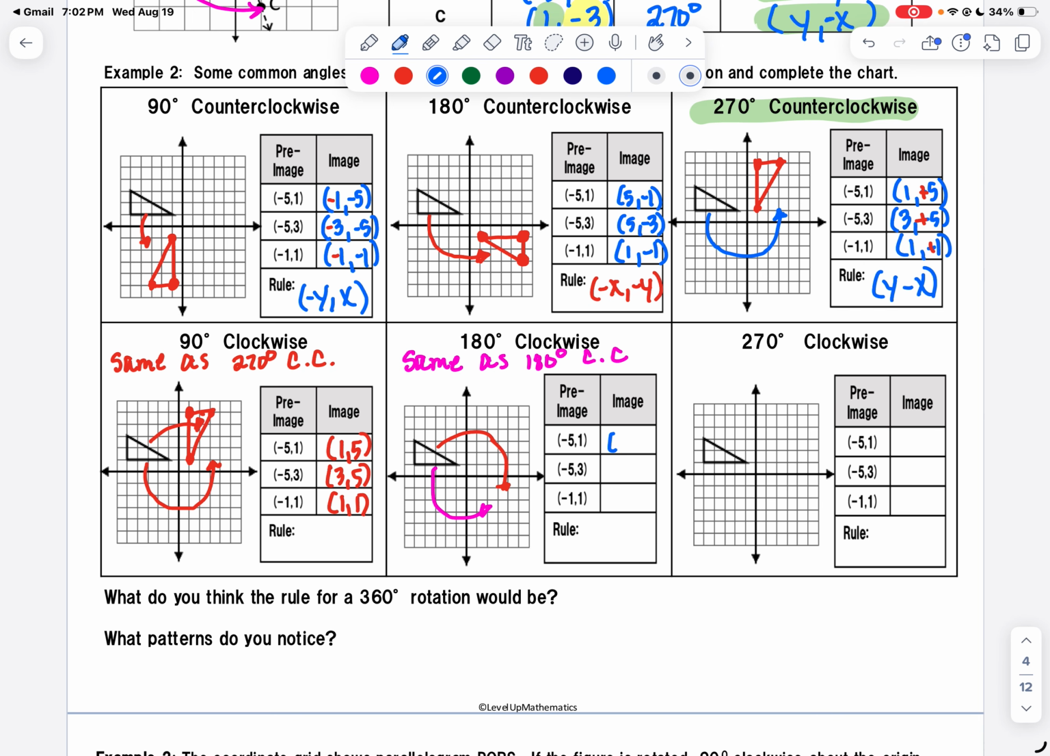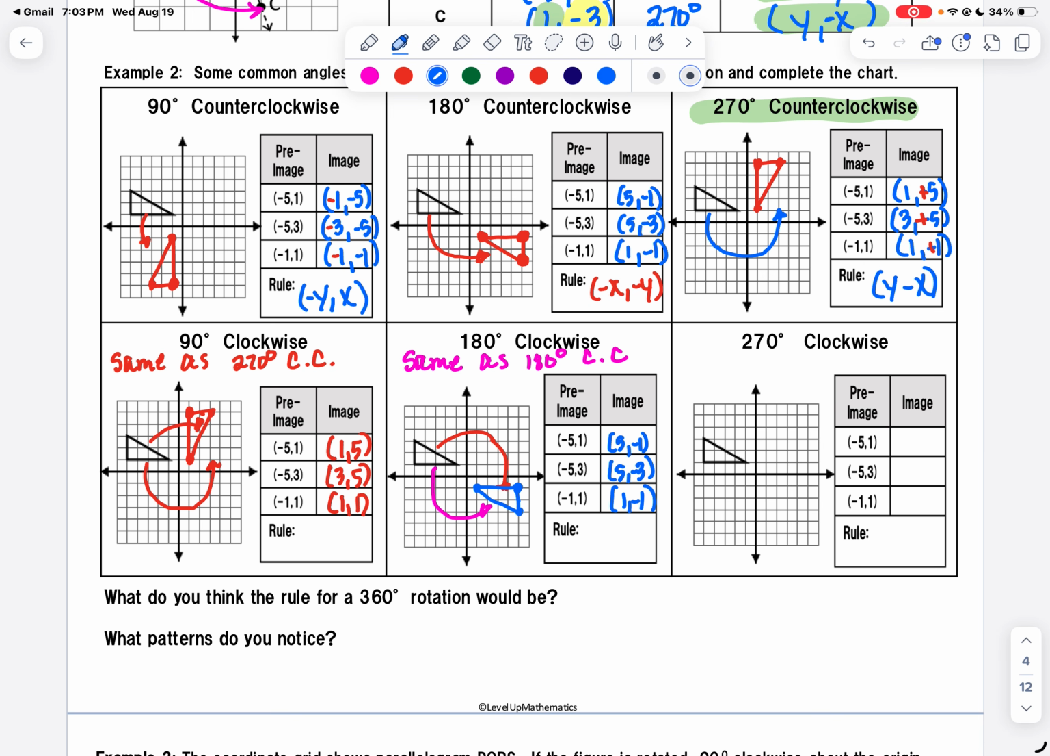So again, I don't need to do all that work we did in the top row. I can just copy down my points. 5, negative 1, 5, negative 3, and 1, negative 1. So 1, 2, 3, 4, 5, negative 1, and negative 1, 2, 3. So it looked like this. So 180 clockwise is the same thing as 180 counterclockwise.